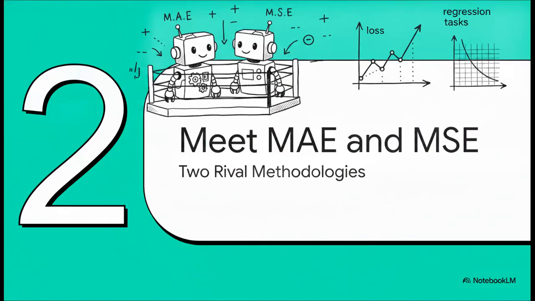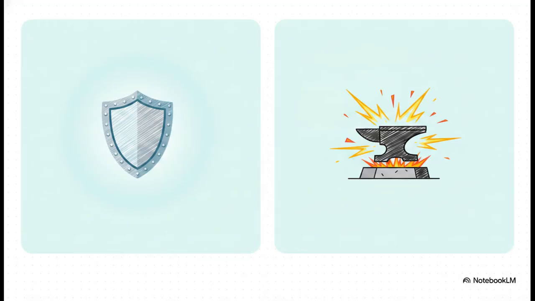Moving on to Section 2. Meet MAE and MSE. Let's contrast our two contenders side by side. On the left, we've got MAE, or mean absolute error. MAE calculates the error simply by taking the absolute value. It literally just drops the negative sign. Think of MAE as this very even-keeled judge. It treats every single mistake with the exact same level of severity.